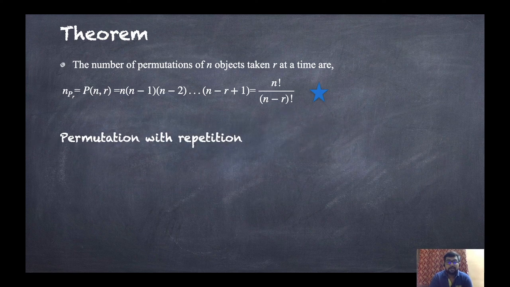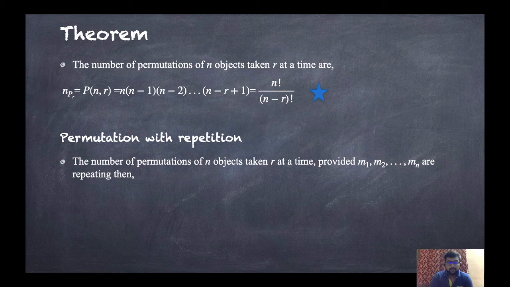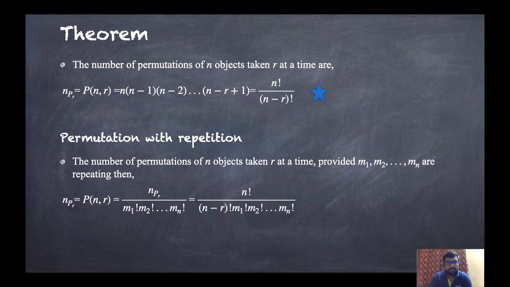Now, permutation with repetition. Whenever something is repeating, what will be the permutation? The number of permutations of n objects taken r at a time, provided m1, m2 up to mn are repeating, then what will be the permutation? nPr, again it is the same symbol. Now the change is here: nPr upon m1 factorial, m2 factorial up to mn factorial, and that is n factorial upon n minus r factorial. This is the simplification, but we will remember this.